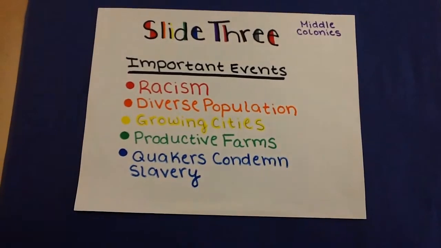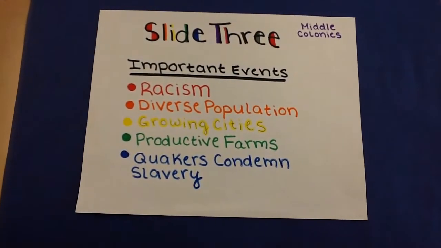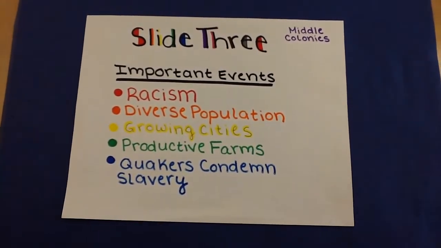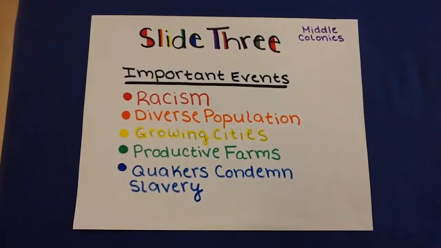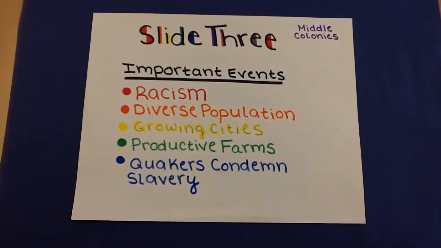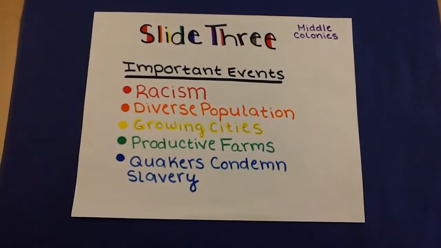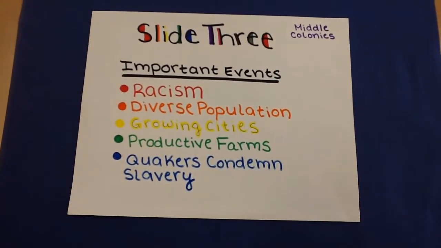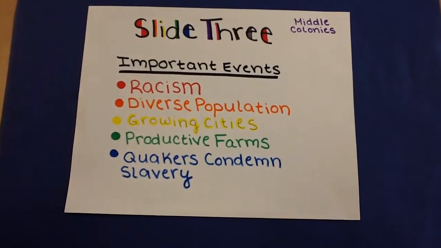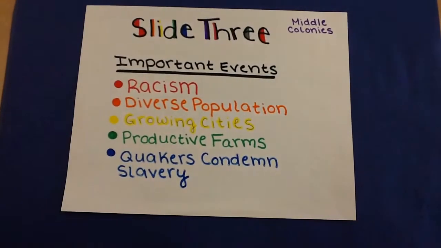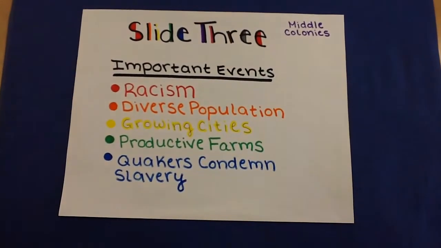Then diverse population. Germans formed one of the largest groups in the region. Pennsylvania didn't tax people in order to support a particular denomination, so a lot of people were attracted to Pennsylvania for those reasons. And growing cities, trade helped the Middle Colonies grow.